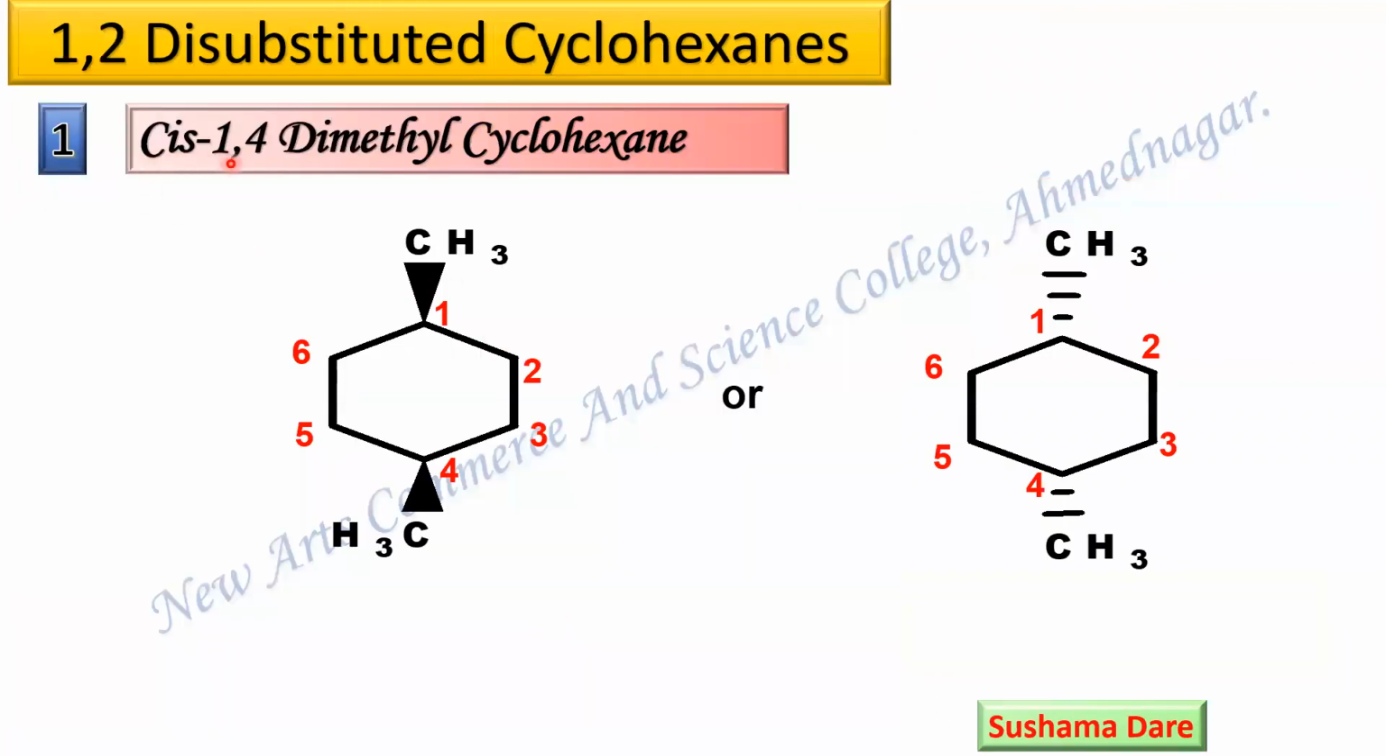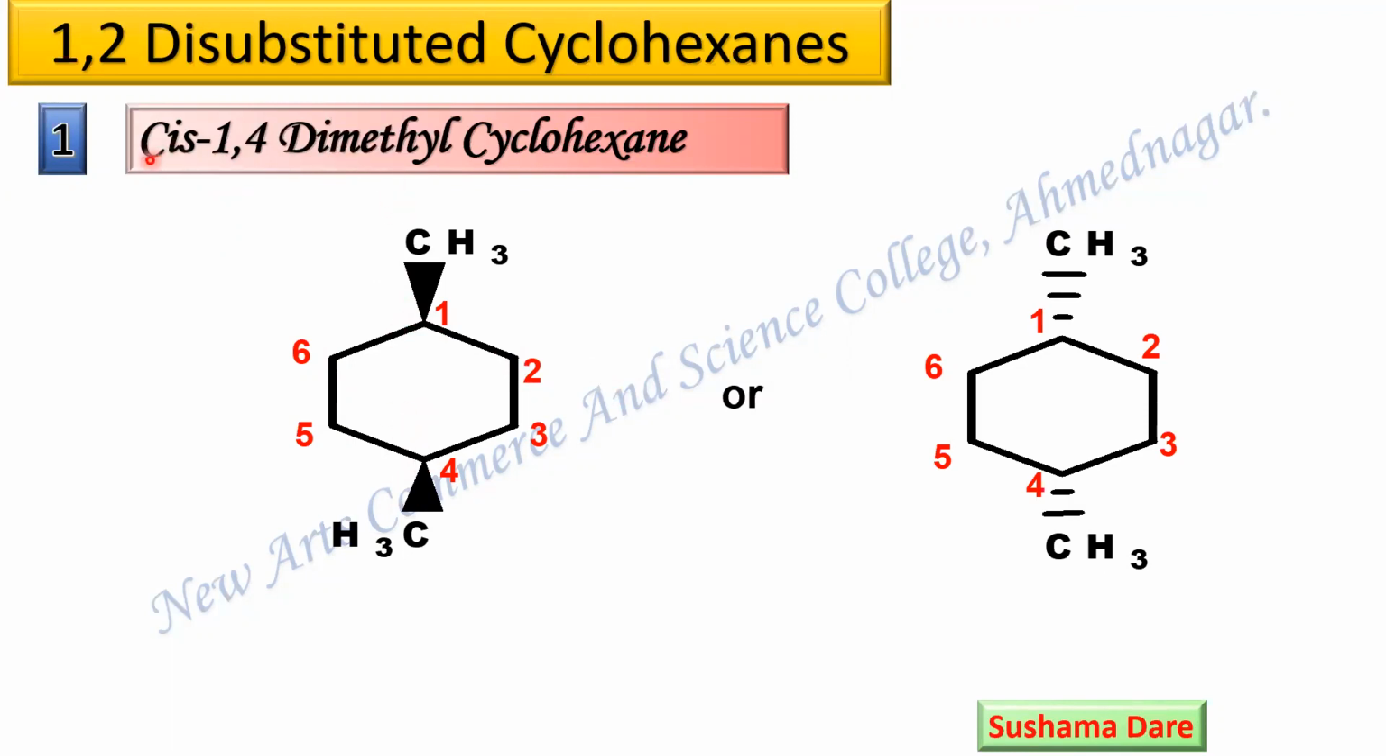Now in cis-1,4-dimethyl cyclohexane, first of all, you draw the planar structure of a 6-membered ring, that is cyclohexane. Then number 1, 2, 3, 4, 5, 6. Then select the numbers on which there is a substituent. So number 1 and 4 have a substituent, that is the methyl group.